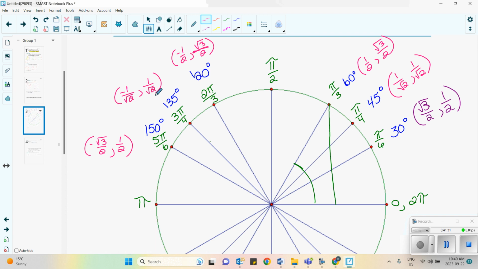It's going to be stuff like that. What's this coordinate pair? I didn't do this one because it's pretty obvious. What's this coordinate pair? Pretty much, I don't want the 0, 1.